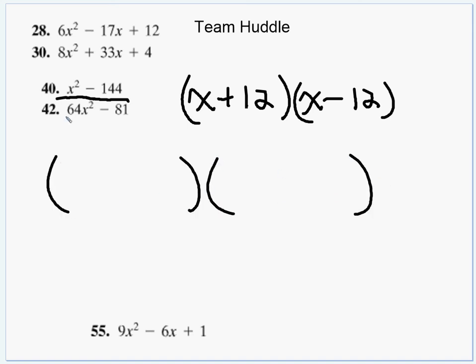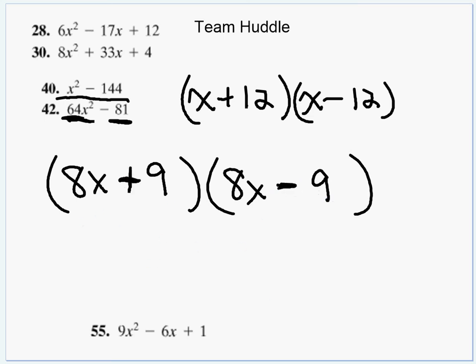This is the second one here, the square root of 64 is 8. So that's 8 times 8. X squared comes from x times x. And then we got an 81. Square root of 81 is 9. So there's our terms. One of them is a sum. The other is a difference.